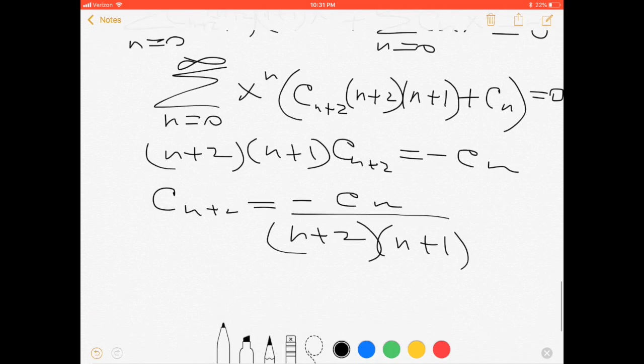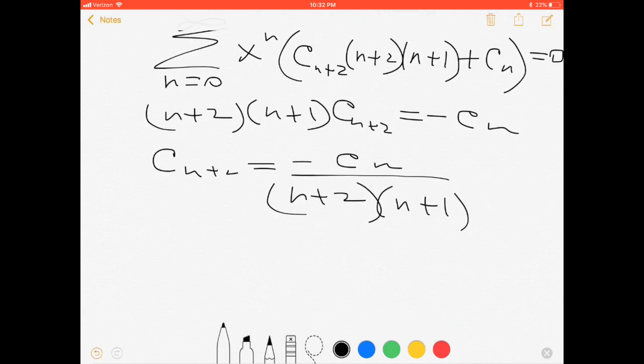Great. But how does it work now? Looking here, if you have some coefficient, you can use this coefficient and find the coefficient after 2. This means if you have c0 here, you can find c2. If you have c2, you have c4, and continue. This means it looks like we have separate cases for even index and for odd index.